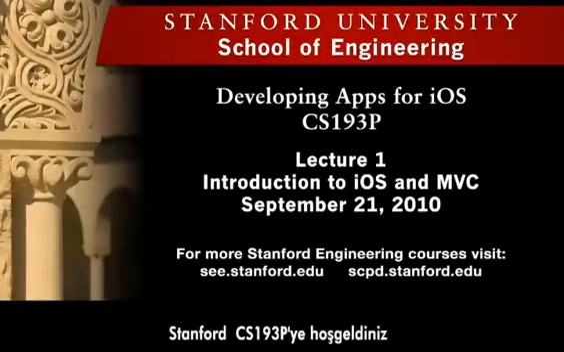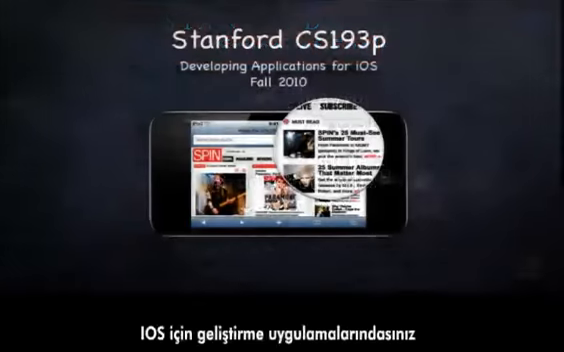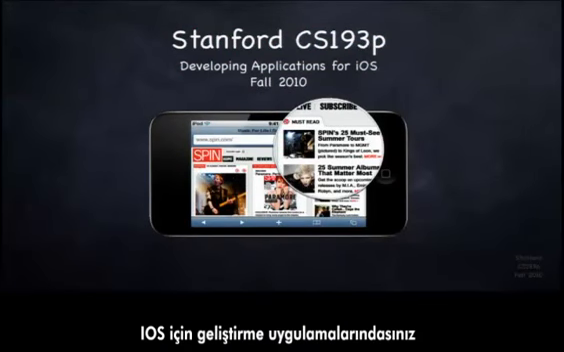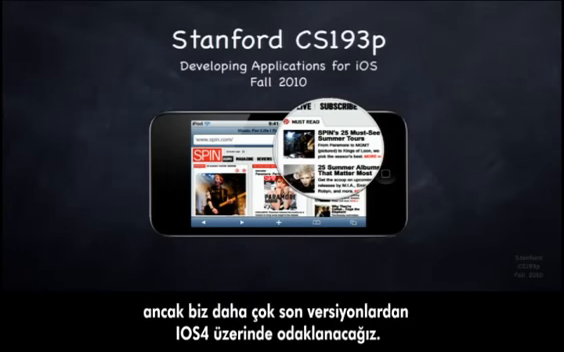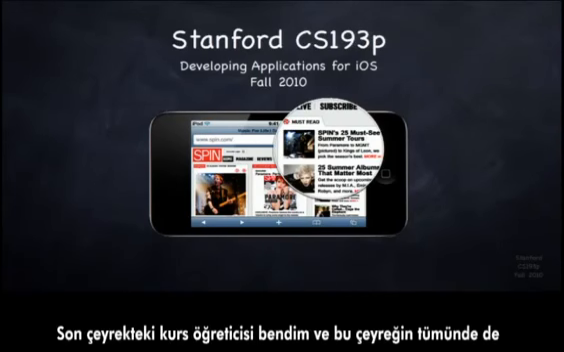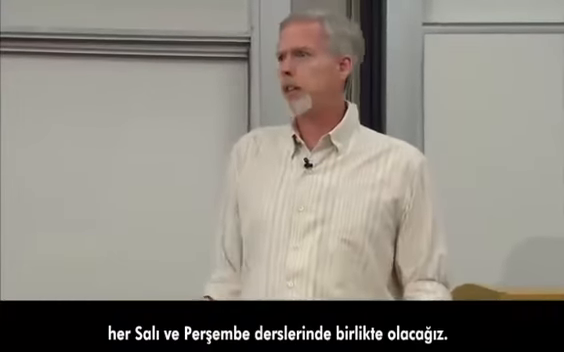Okay, well, welcome then to Stanford CS193P. This is fall of 2010 quarter. Make sure you're on the right airplane here before we leave the gate. This is developing applications for iOS. That means iPod Touch, iPhone, iPad, all the versions of the iPhone basically. But we're going to focus mostly on iOS 4, which is the latest version. My name is Paul Hegarty. I taught the course last quarter, and I'll be your lecturer for all the main Tuesday, Thursday lectures this whole quarter.